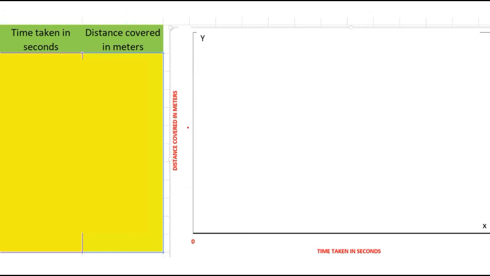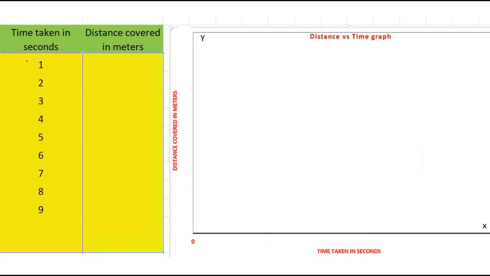Now let us have some sample values. What kind of graph is it? Since distance and time values are used here, we shall call it a distance versus time graph. Now we shall have the values for the time in seconds. And generally it is a serial value: 1 second, 2 second, 3 second and so on till 9 second. And therefore, you can represent this on the x-axis.